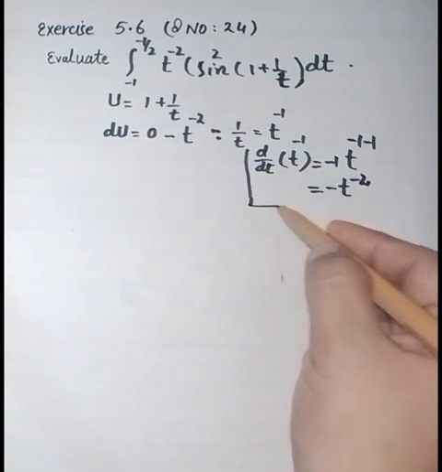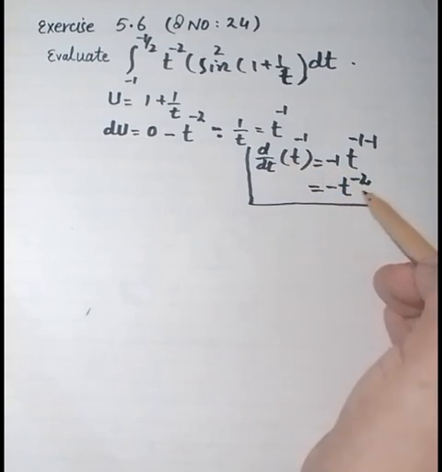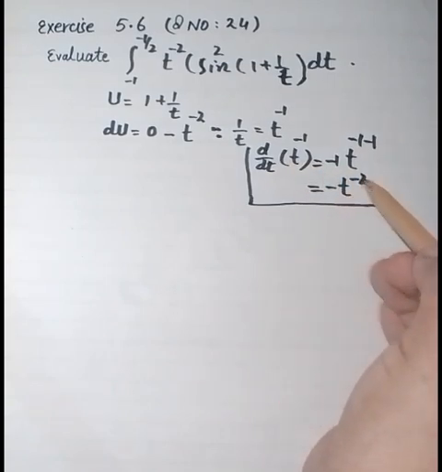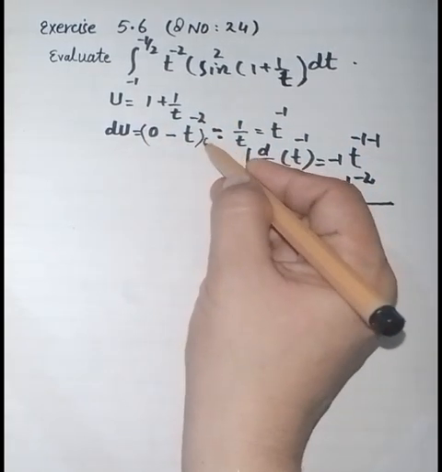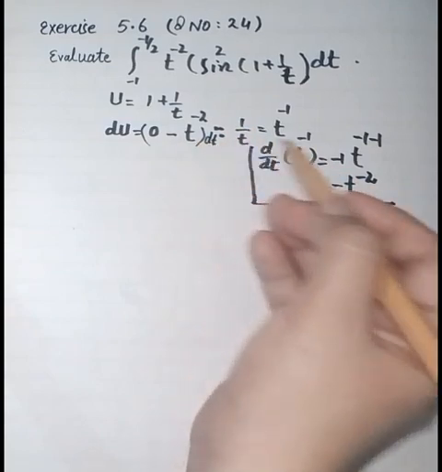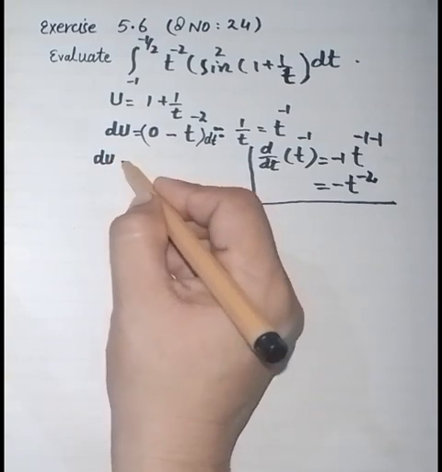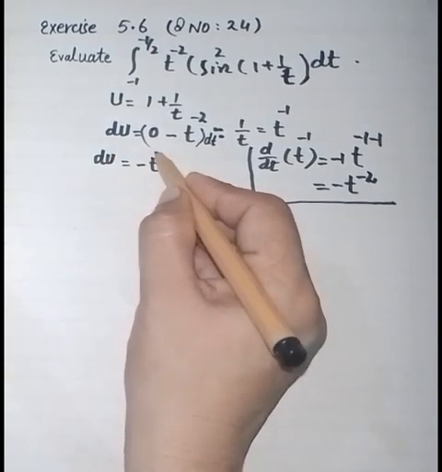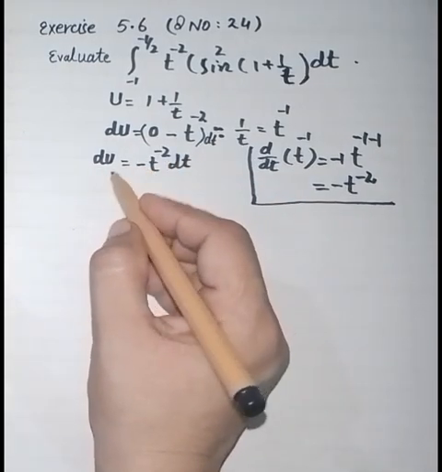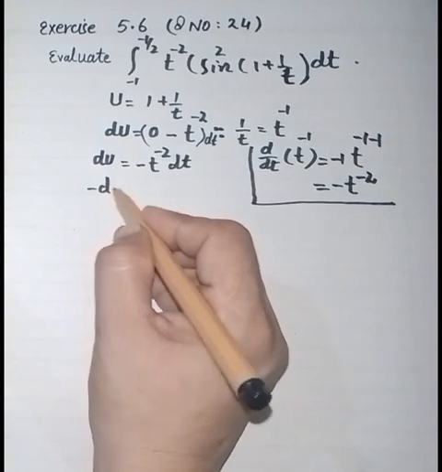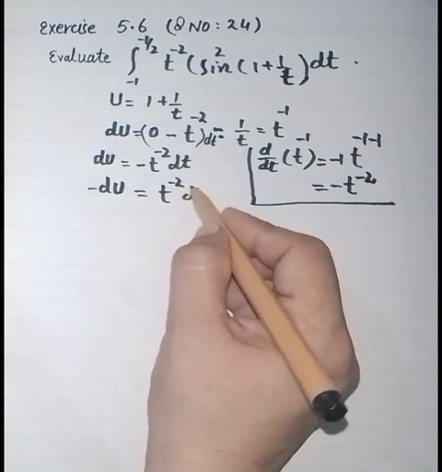So we will use the derivative of 1 upon t equals minus t to the power of minus 2 here, dt, because the variable is t. So du is equal to minus t to the power of minus 2 dt. Now multiplying by negative on both sides, negative du is equal to t to the power of minus 2 dt.